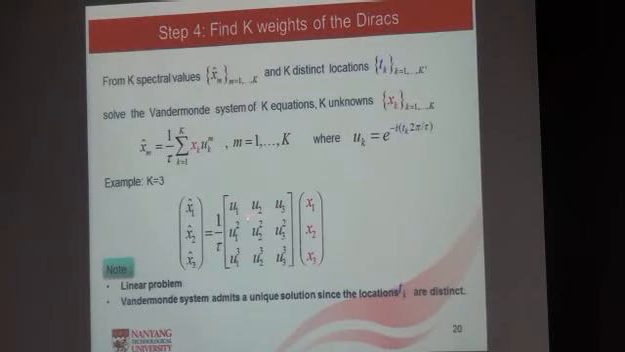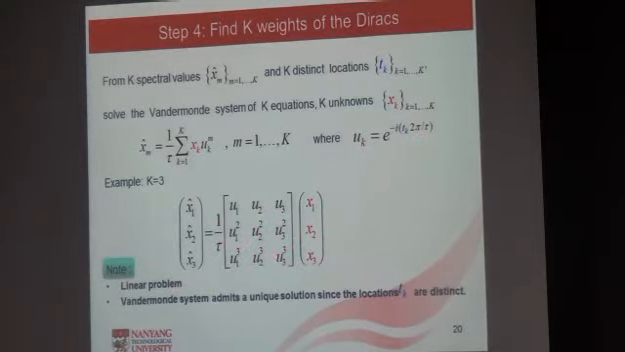The advantage of the Vandermonde is that it admits a unique solution when the values along the rows are distinct. In this case, because the u_k's are related to the t_k's, the locations of the Diracs, they are distinct. So we have a solution to this.